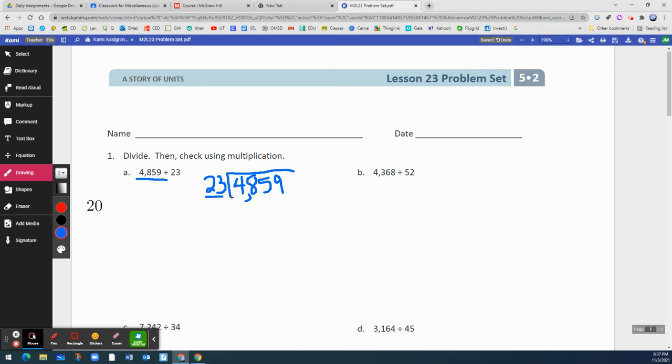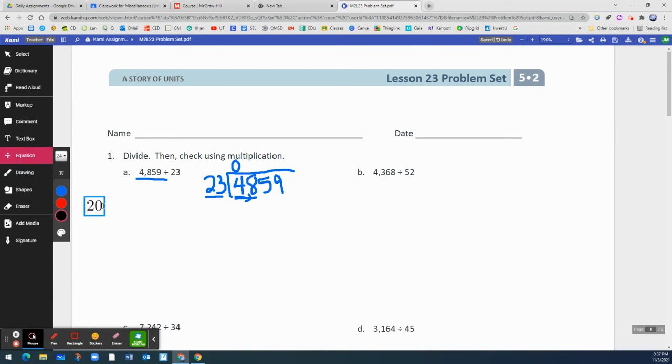So can we make a group of 23 out of 4? And the answer is no. So the answer should be 0 here. Now, can you make a group of 23 out of 48? Okay, that works. So here's what happens.